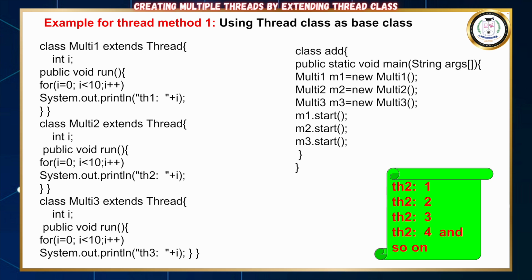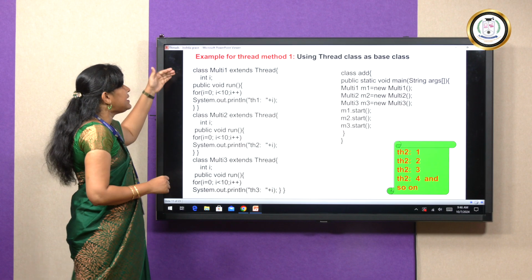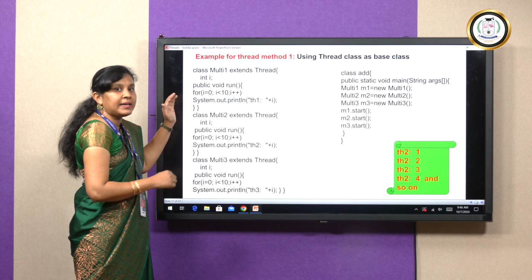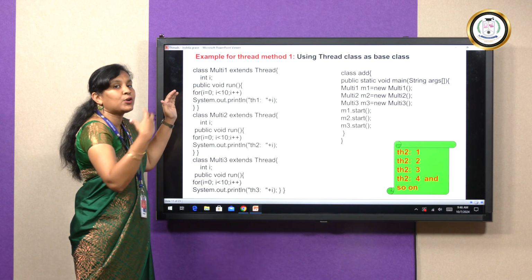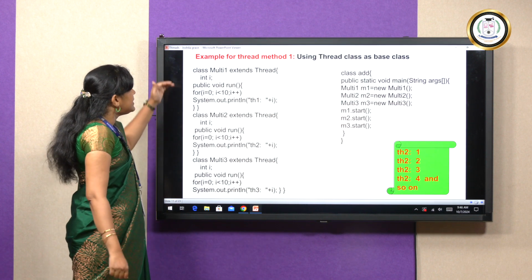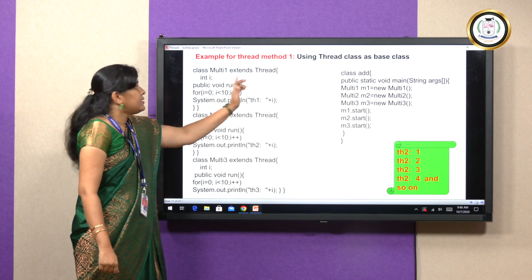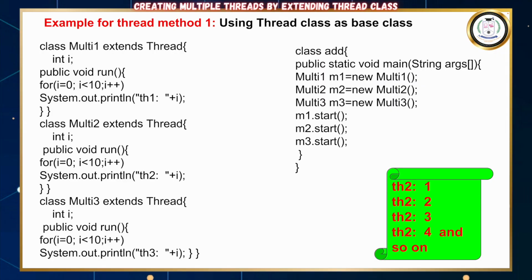I have one more program to explain about the Thread class. If you see here, it is almost the same program. Here we have 3 different threads being created. Instead of creating one thread class and 3 objects for calling the threads, here I have 3 different classes which extend the property of Thread. So here I have multi1, multi2, multi3 which extend the base class Thread.